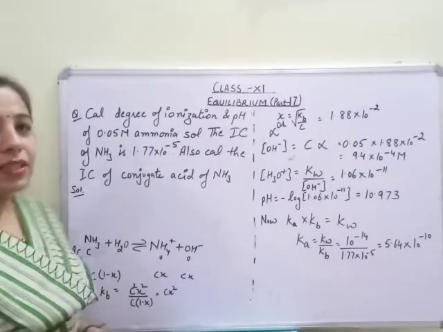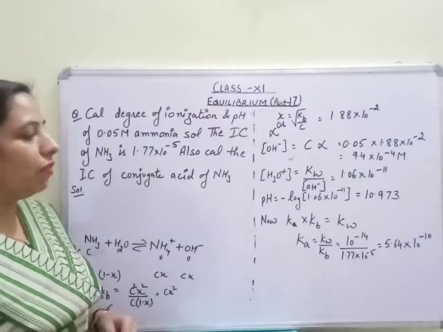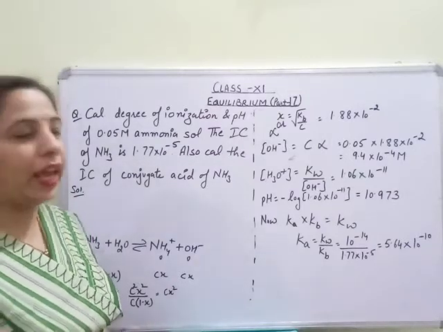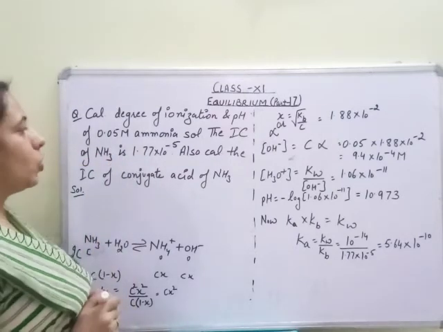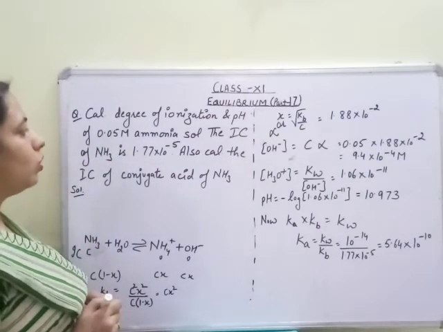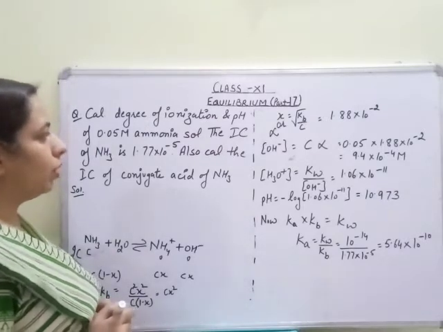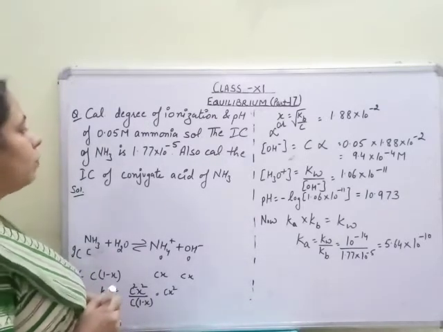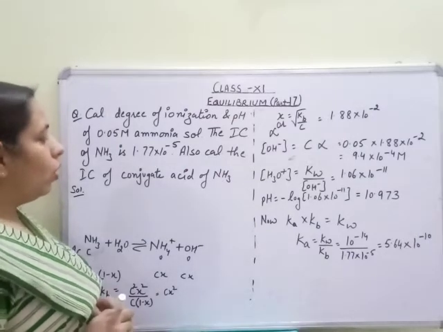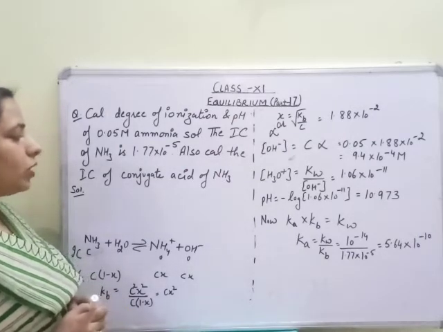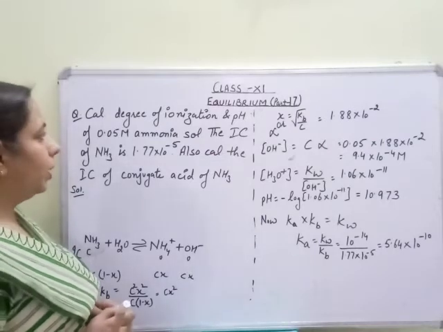Now we will discuss another question in which we use the relation between Ka and Kb. The question is, calculate the degree of ionization and pH of 0.05 molar ammonia solution. The ionization constant of ammonia is 1.77 into 10 to power minus 5. Also calculate the ionization constant of the conjugate acid of ammonia.